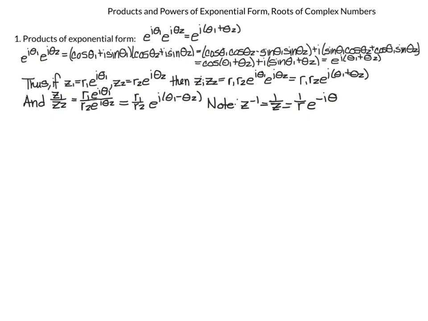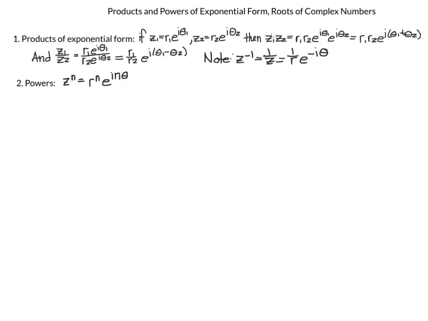z1 over z2 is r1 e to the i theta 1 over r2 e to the i theta 2. Using properties of exponents, and also just our constant multipliers, we pull out r1 over r2 e to the i, then our exponent laws will give us theta 1 minus theta 2. And finally, let's just note that z to the minus 1 is 1 over z, which is 1 over r e to the minus i theta.